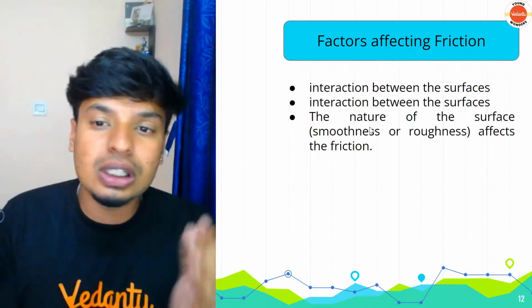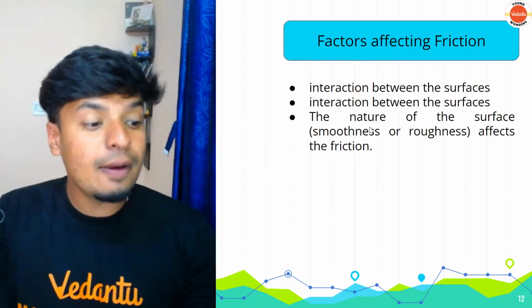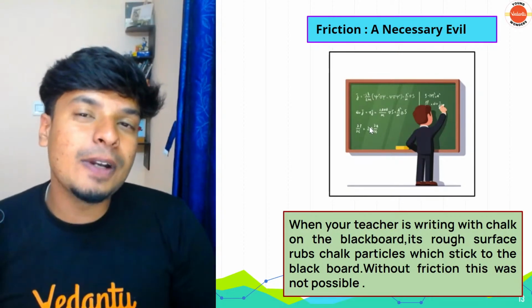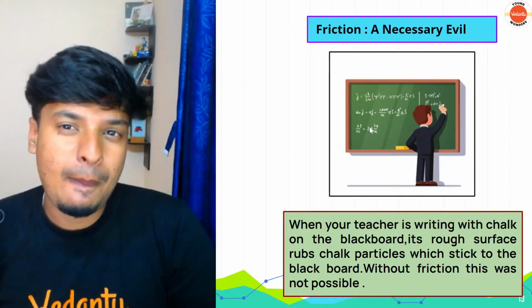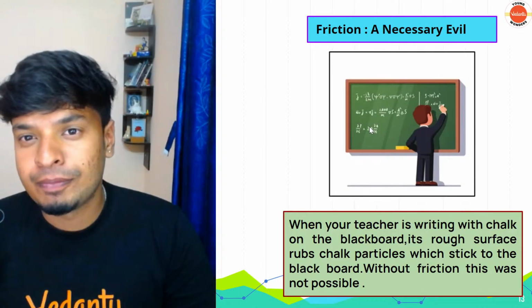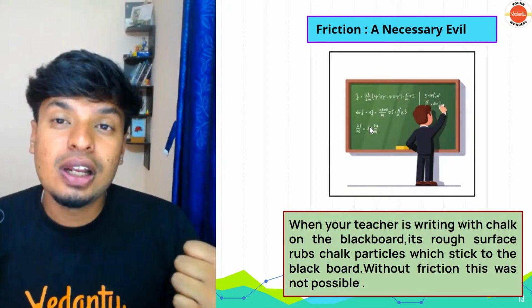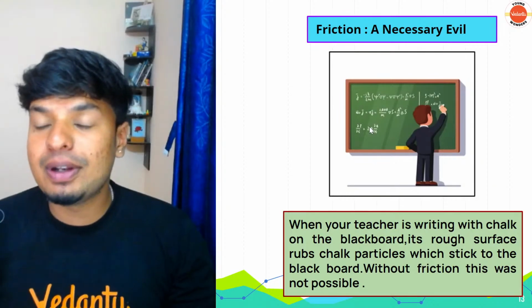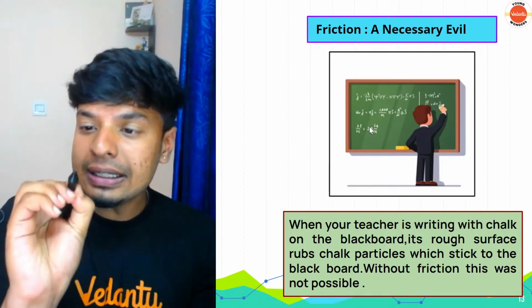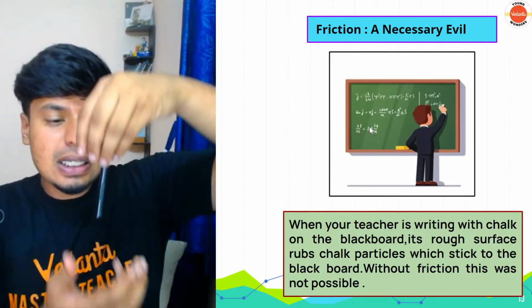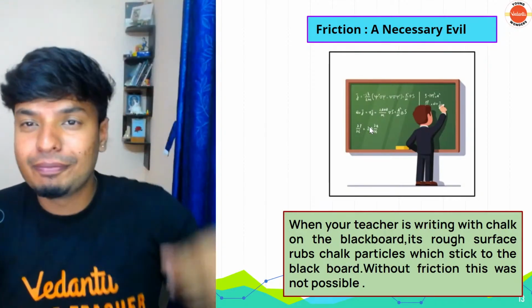If it is smooth, less friction. If it is rough, more friction. Okay, now why do we call friction a necessary evil? Friction is very important to all of us, guys, because friction helps us to do a lot of things. For example, when I'm writing, I'm holding this pen because of friction. If I don't have friction, the pen will slip. I can't even hold the pen.